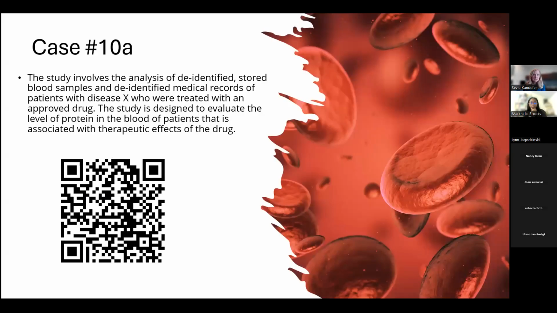Next one. This study involves the analysis of de-identified stored blood samples and de-identified medical records of patients with disease X who were treated with an approved drug. The study is designed to evaluate the level of protein in the blood of patients that is associated with therapeutic effects of the drug. You have to scan this QR code. You have to scan it each time, so I'm sorry. But is this a clinical trial?